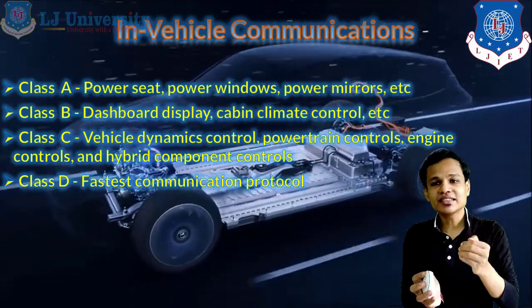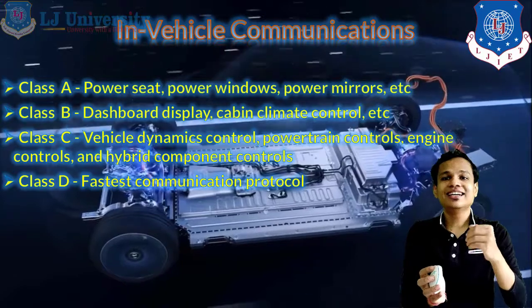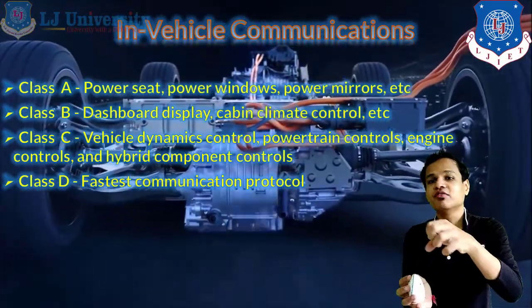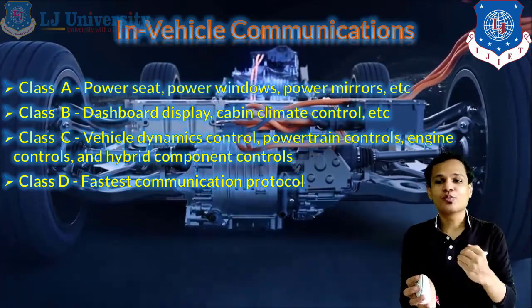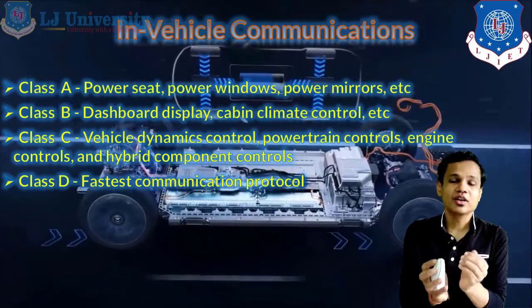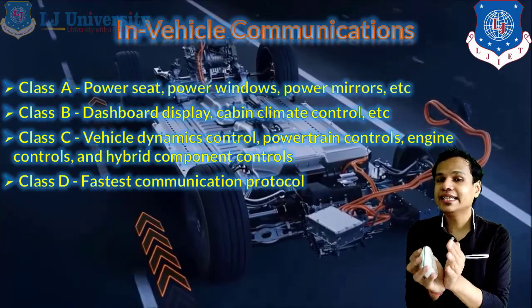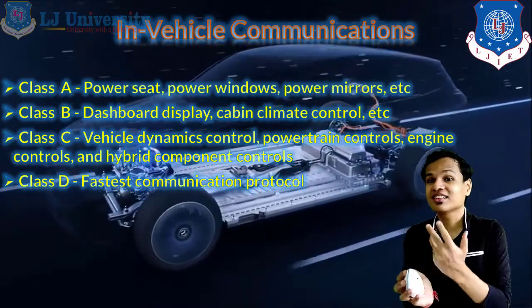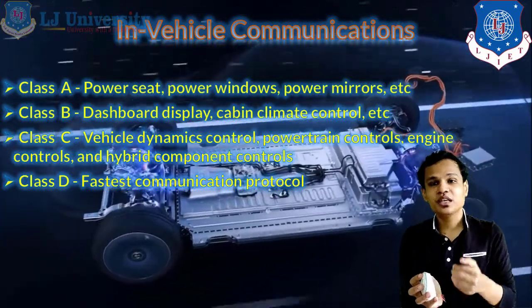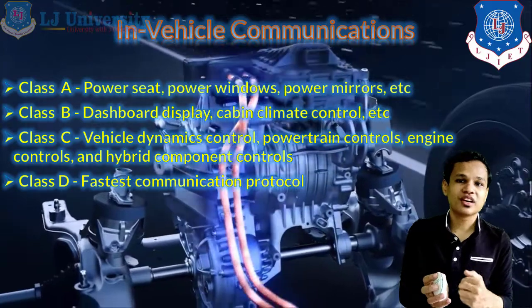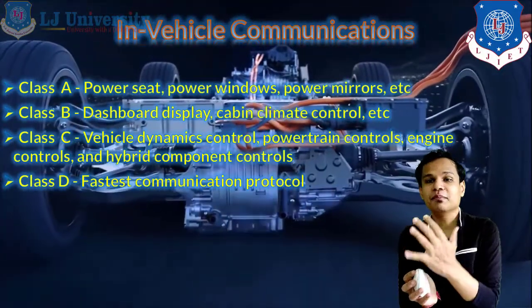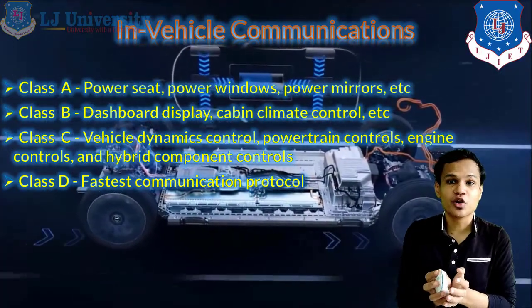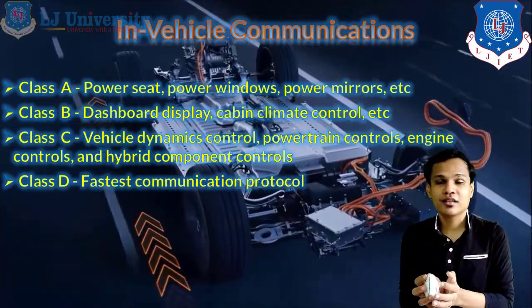In the second class, that is class B, it is a medium speed transfer of the feedback data, in which when we get the input, the output will be given after a little bit of delay, but it is comparatively faster than the previous class, class A. In class B, we have kept components such as the dashboard display and cabin climate control. So all the indications that come on the dashboard are kept inside class B.